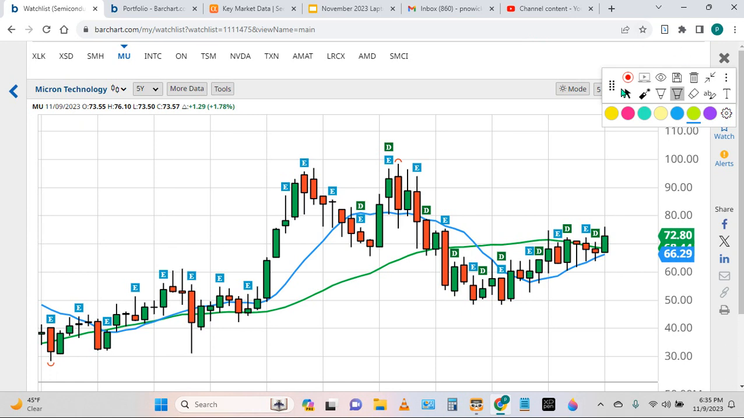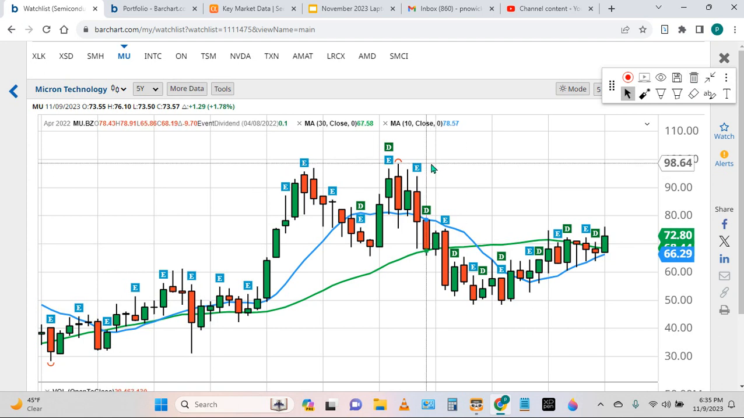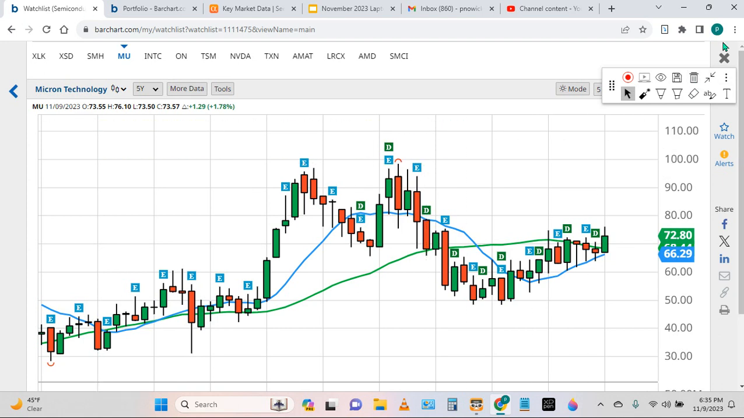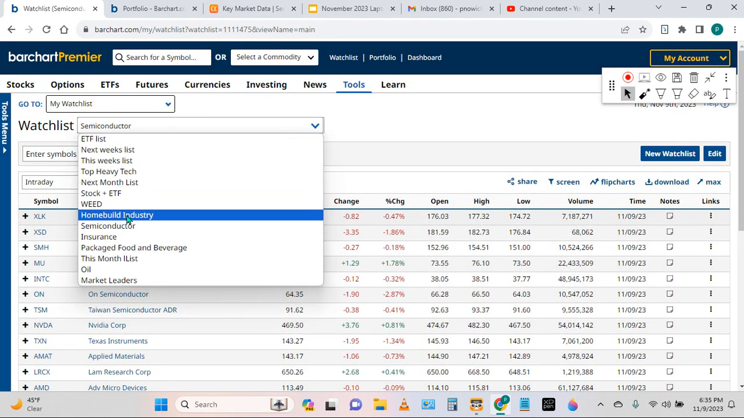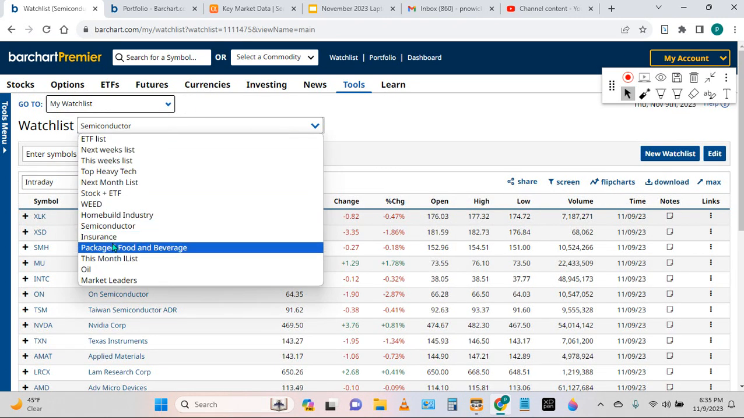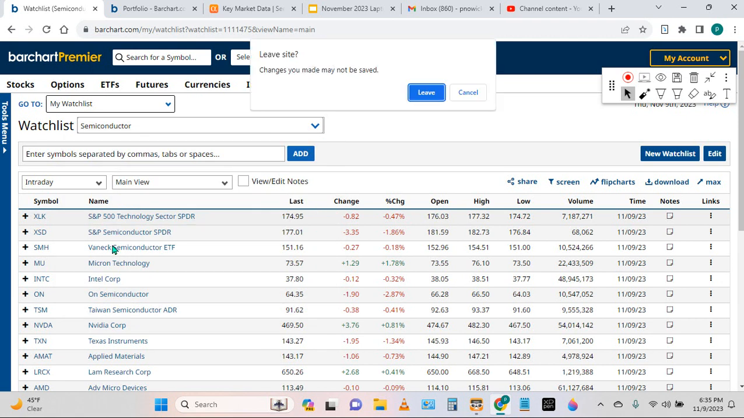Hopefully that helps. Let's look at a few more items as we look for opportunities. Let's close this list and show you maybe an area to consider, not right now, but I would say in the near future.